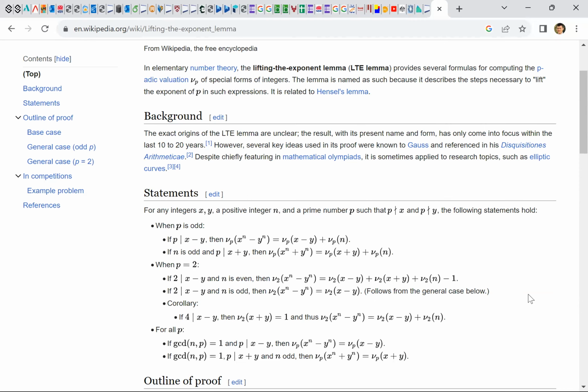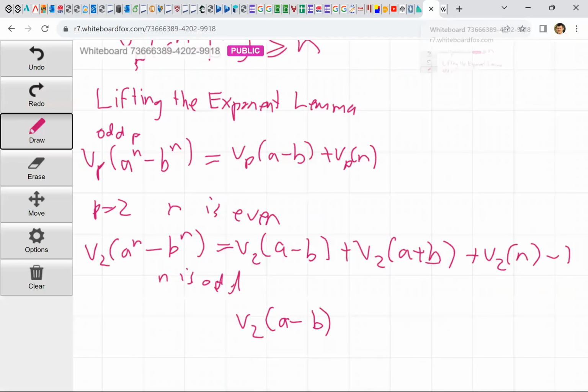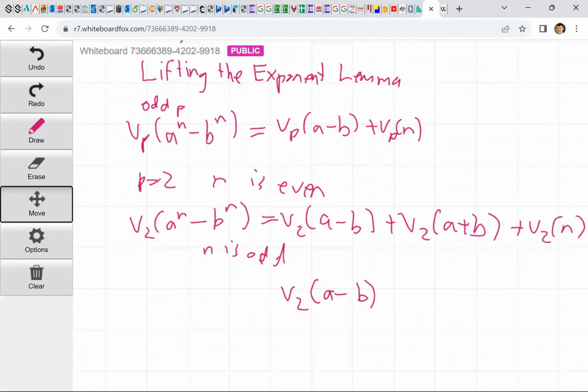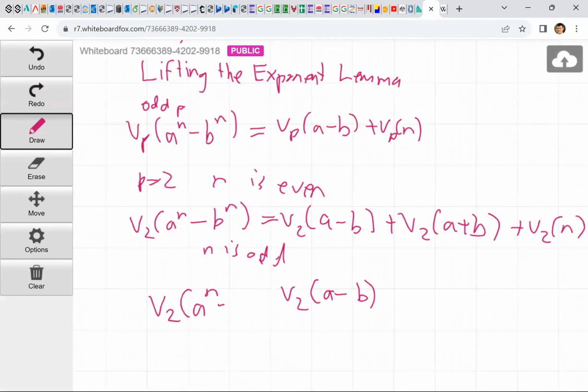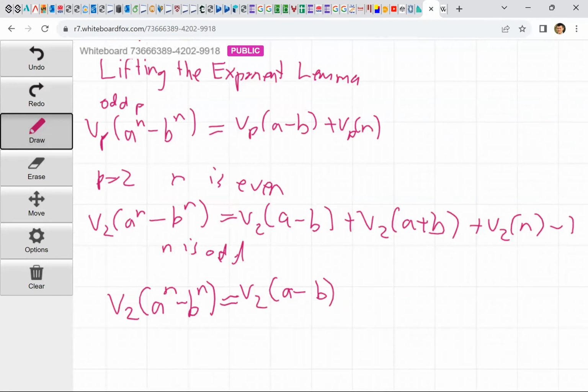But you have to put more. Because the amount of factors in P of this is the amount of factors in P of this. If n is odd, then it equals this. But what I did was I just add on the V_P of n, because V_P of n is 0 if n is odd, so I made it the same as this case.